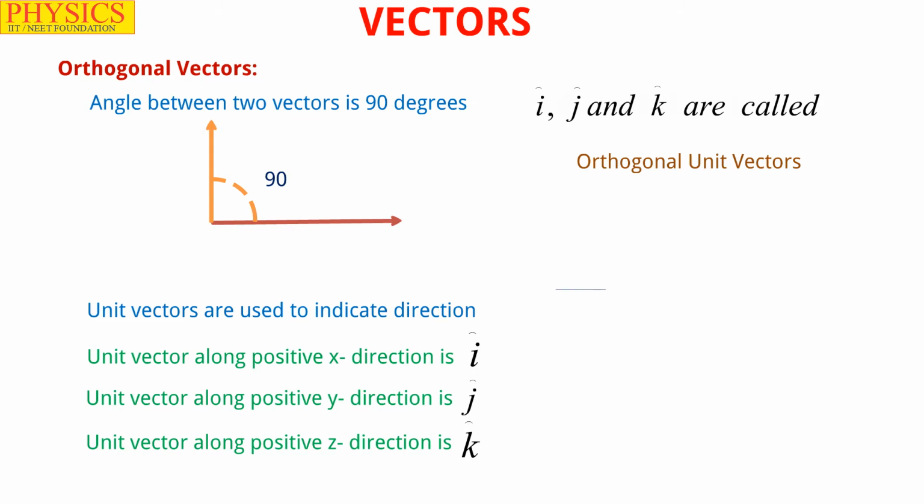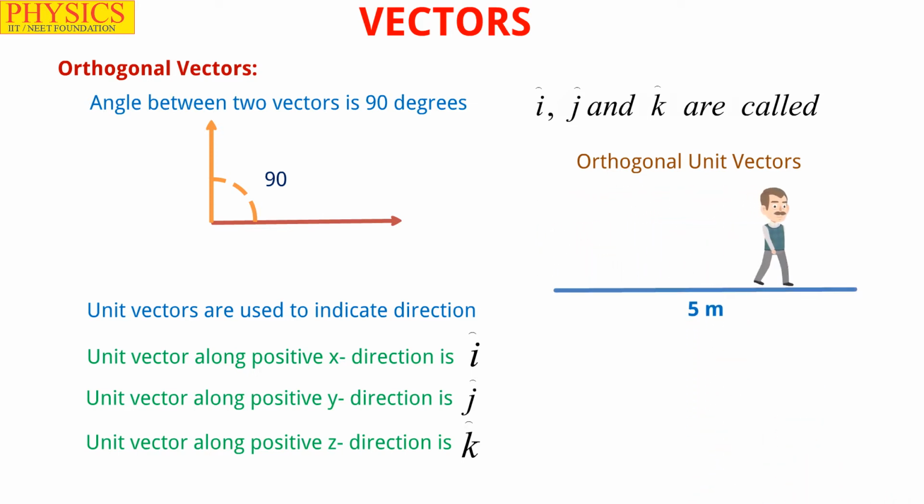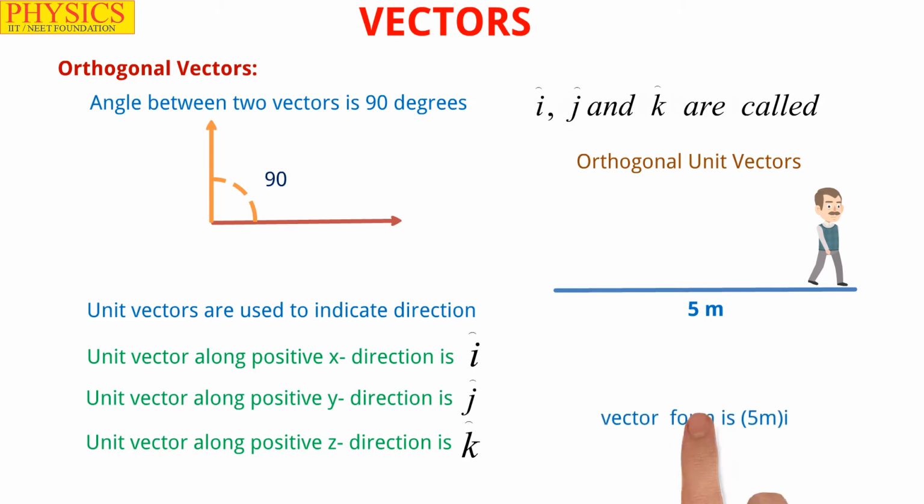If a man moves 5 meters along positive x-axis, then the vector can be written as 5 meters i cap. Here 5 is the magnitude of the vector and i cap denotes its direction. Which axis is i cap along? Positive x-axis. That's why 5 meters i cap represents the vector.